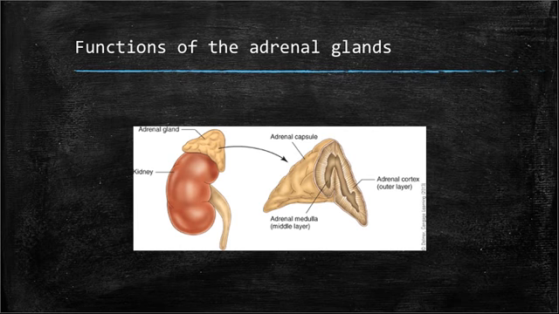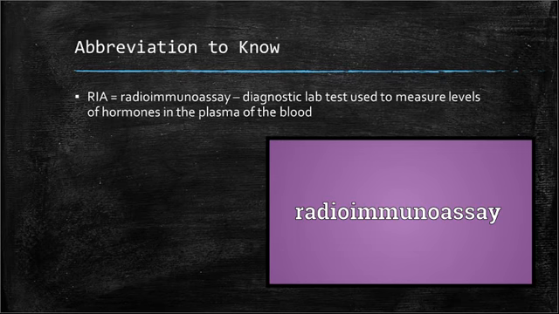One abbreviation in terms of this chapter to remember, RIA. It's radioimmunoassay. This is the abbreviation for a diagnostic lab test that's used to measure levels of hormones that are found in the plasma of blood.